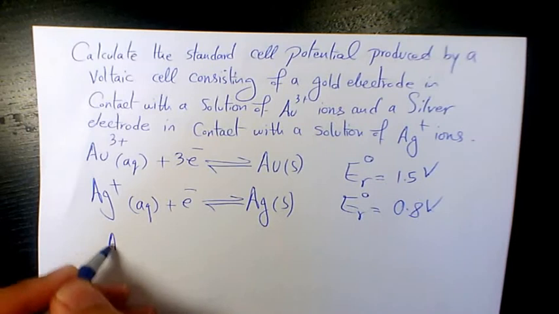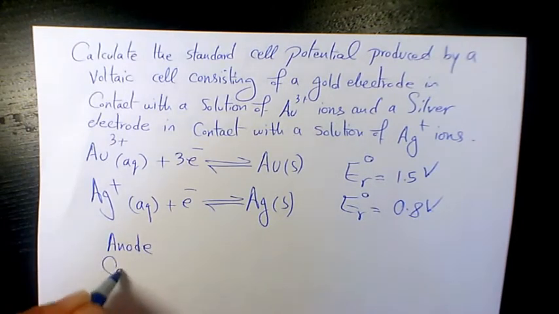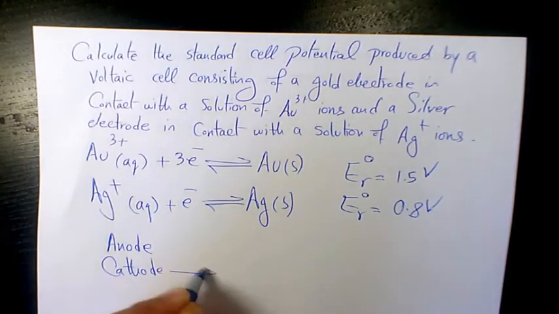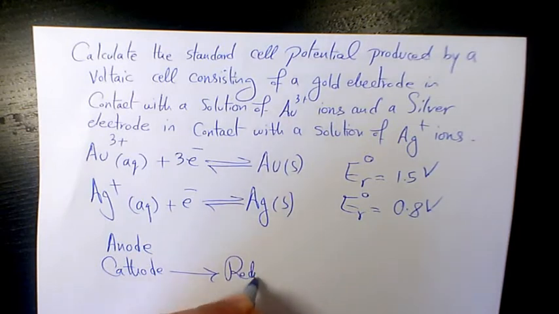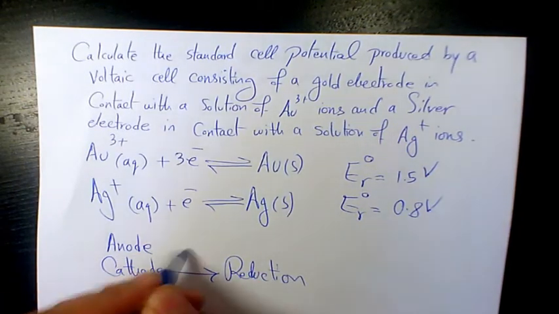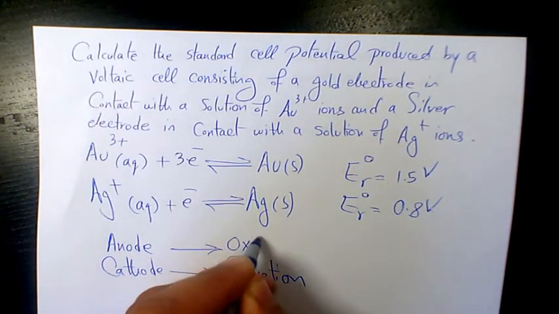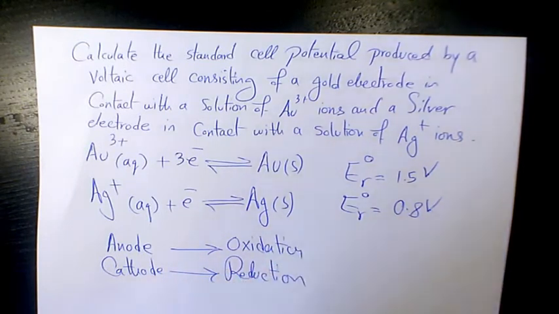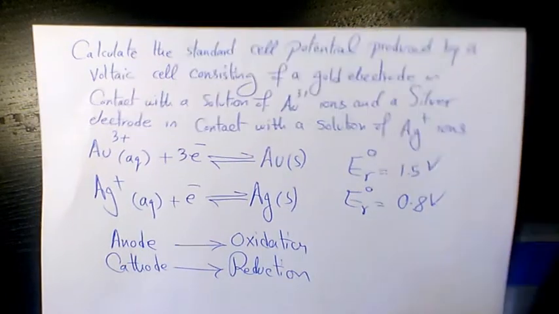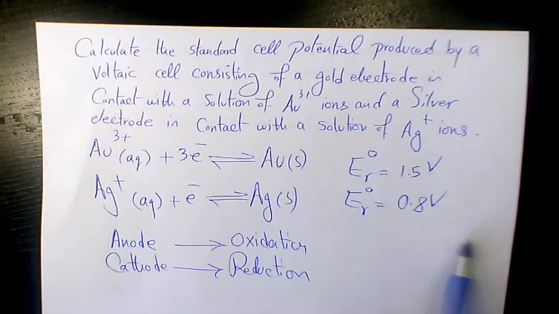Now we need to figure out which one is anode, which one is cathode. Cathode is where reduction happens, and anode is where oxidation happens. Reduction happens where we are dealing with a stronger oxidizing agent. How do we figure out which one is the stronger oxidizing agent? We need to look at these two numbers. Whatever has a greater value for standard reduction potential is going to be the stronger oxidizing agent.